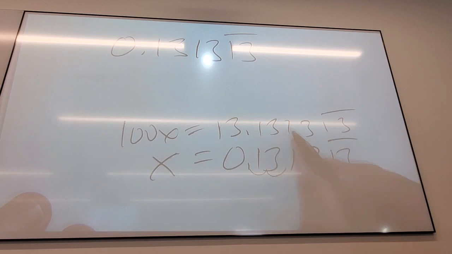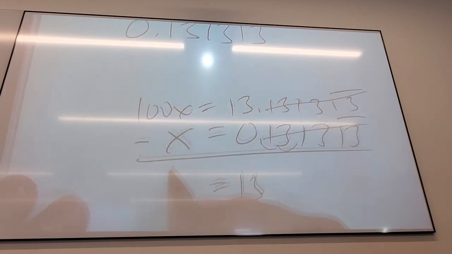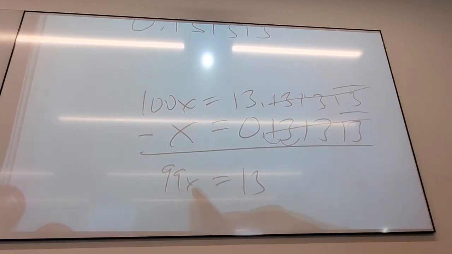Now did I match up? So if I were to subtract both sides, doesn't this entire thing cancel with this entire thing? Yes. So I'm just left with 13 equals 99x. So x is 13 over 99.